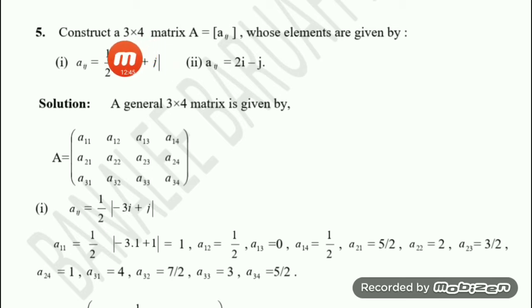So, i varies from, that is the first suffix varies from 1, 2 up to 3. And the second suffix varies from 1 up to 4. Okay, let us write down the general matrix. A is given by a general 3 by 4 matrix: A11, A12, A13, A14, A21, A22, A23, A24, A31, A32, A33 and A34.